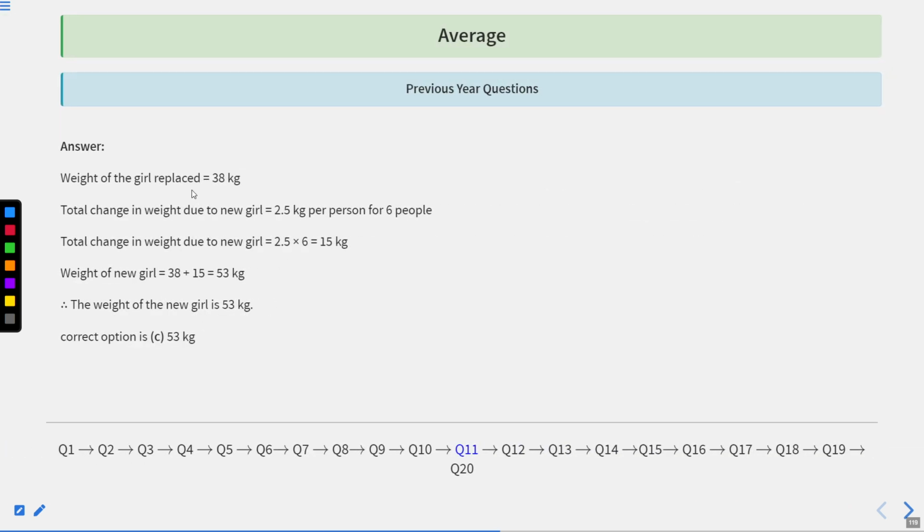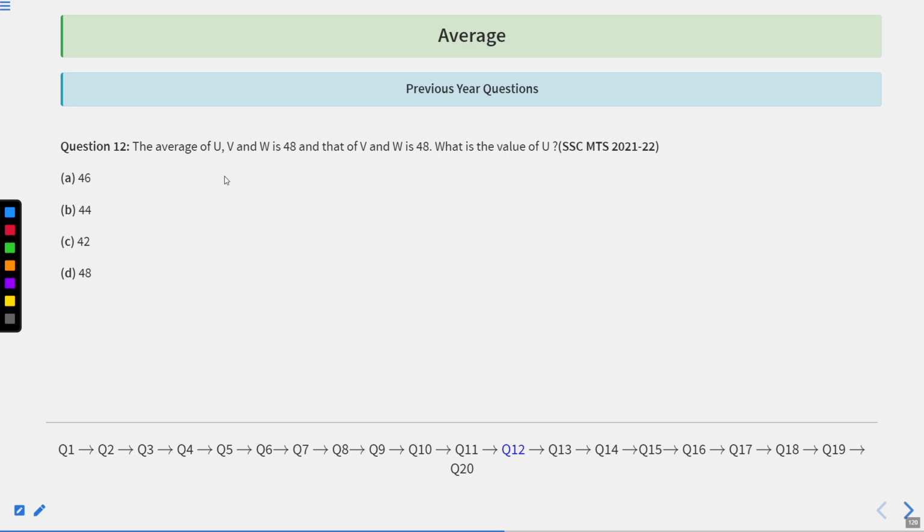So the weight of the girl replaced is 38 kg. The total change in weight due to the new girl is 2.5 kg per person for 6 people, so it is 2.5 times 6, which is 15 kg. So the weight of the new girl is 38 plus 15, that is equal to 53 kg. Therefore, the weight of the new girl is 53 kg, which is option number C.